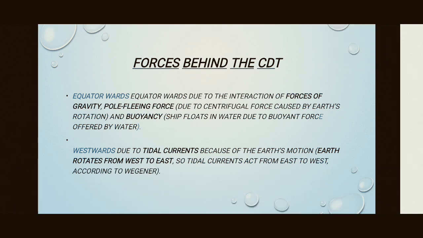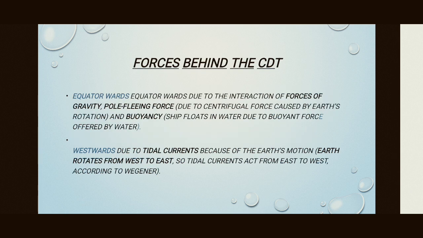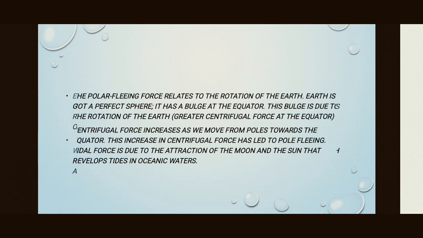Think of it like this. Earth isn't a perfect sphere. It bulges at the equator because of the centrifugal force from the rotation. As we move from the poles toward the equator, the centrifugal force increases, essentially pushing the land masses away from the poles. The second is the westward drift, which was caused by tidal currents generated by the gravitational pull of the sun and moon. He thought that because Earth spins from west to east, these tides would push the continents from east to west.